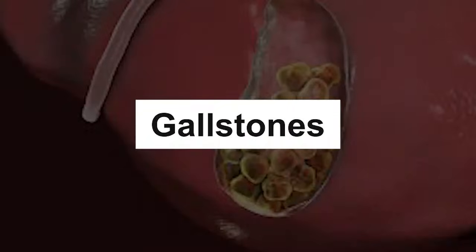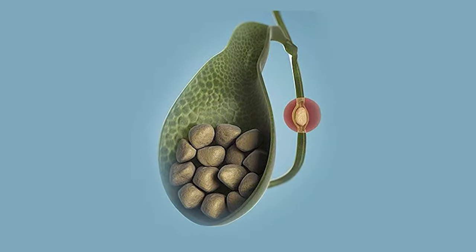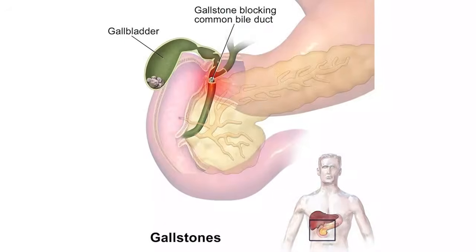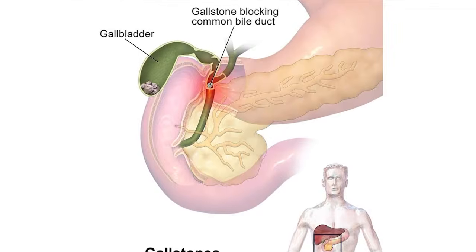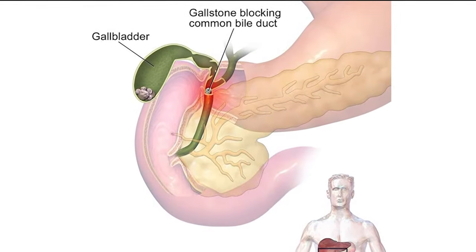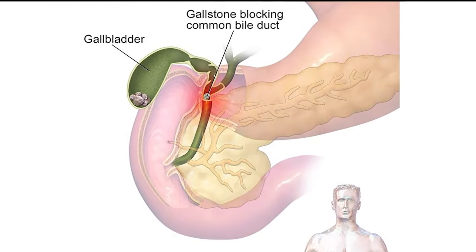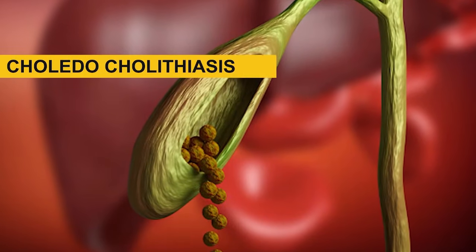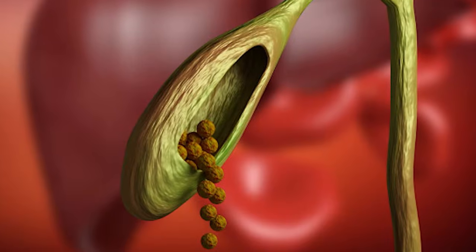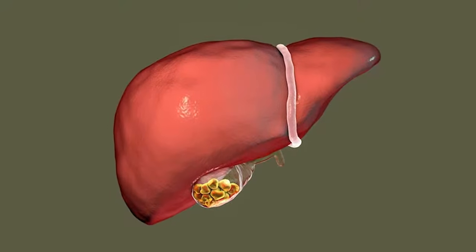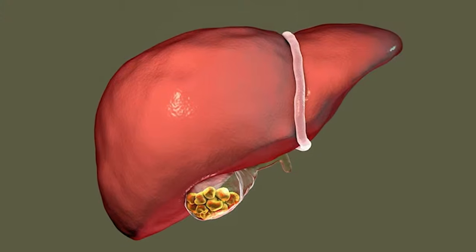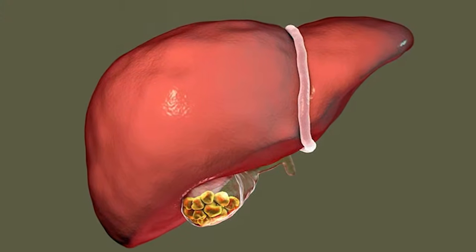Gallstones. Gallstones can form within the gallbladder due to the precipitation of cholesterol or bilirubin. These stones can block the flow of bile and cause various problems, including gallbladder inflammation, cholecystitis, gallstone obstruction of the bile ducts, cholelithiasis, or infection, cholecystitis. When gallstones cause symptoms or complications, surgical removal of the gallbladder, cholecystectomy, may be necessary.